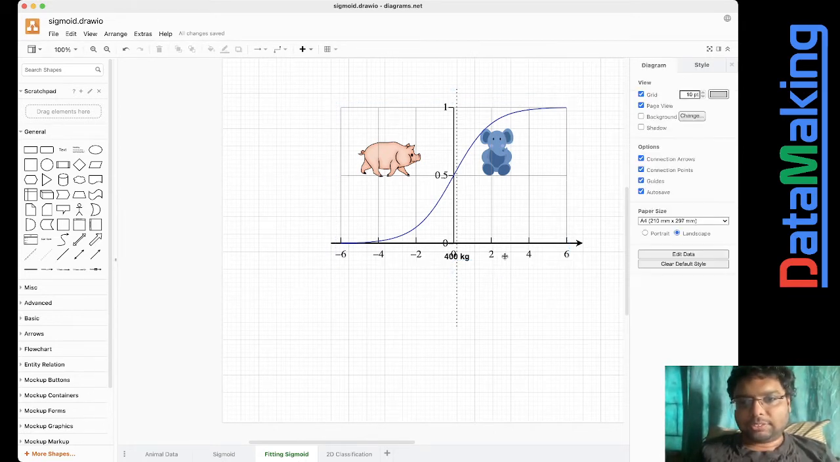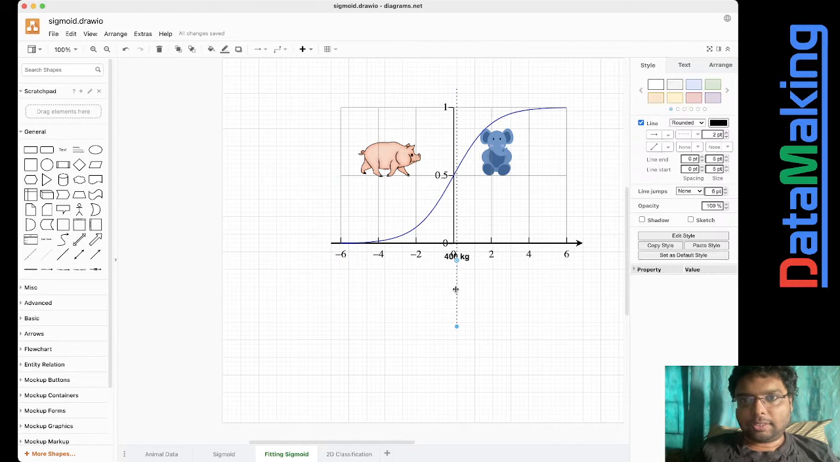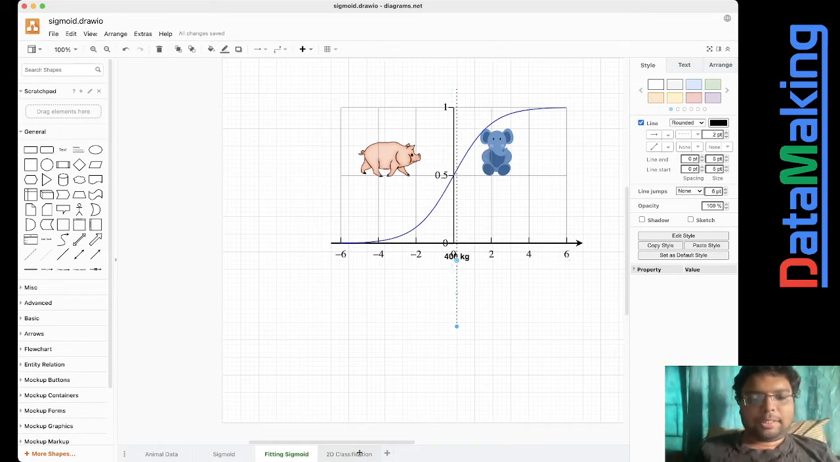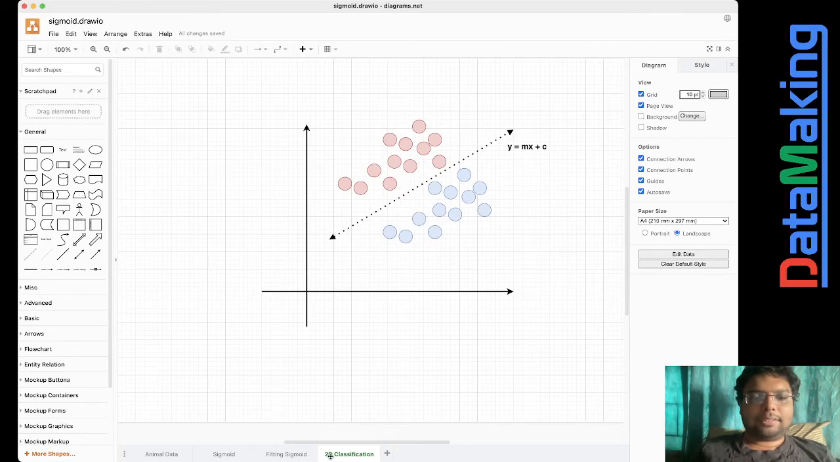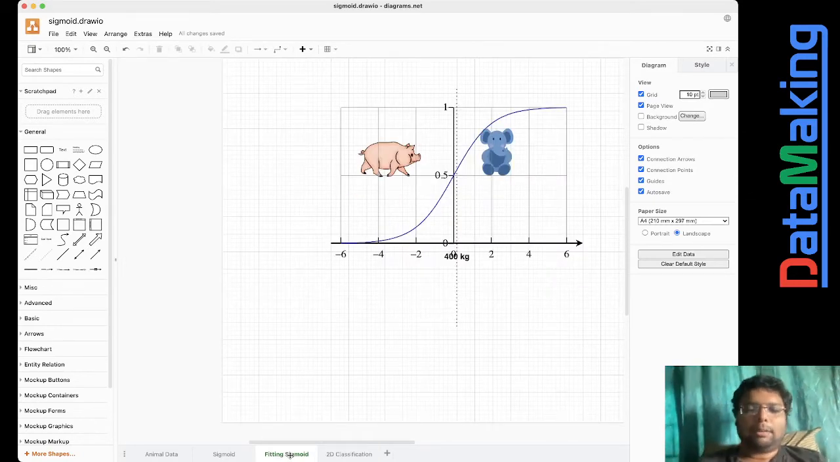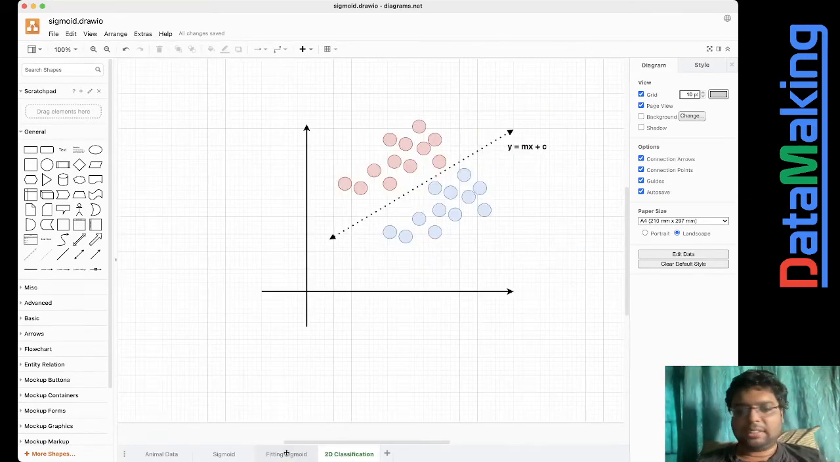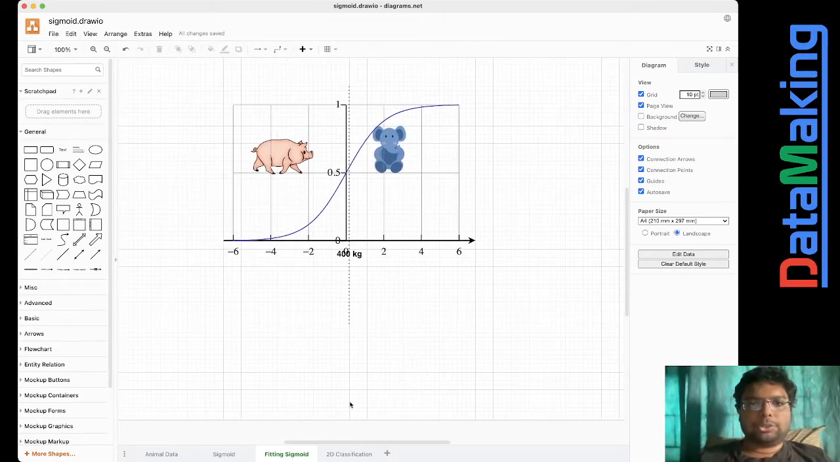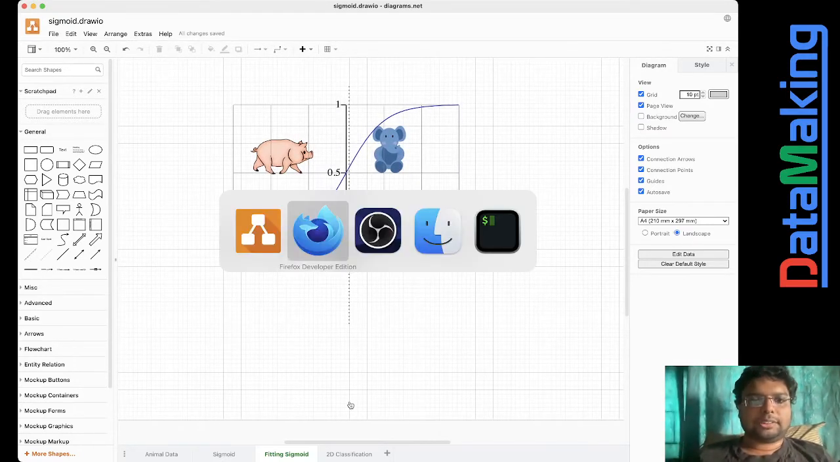If you look over here, at 400 you can see the dotted line. This dotted line is slightly above, slightly beyond 0.5. So it meets at 0.5, or a little bit higher. I will come to this page later. All these diagrams will be available to you, don't worry.